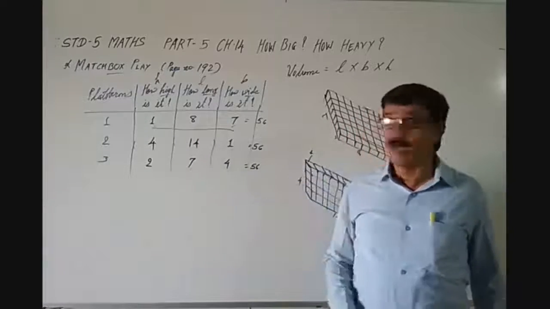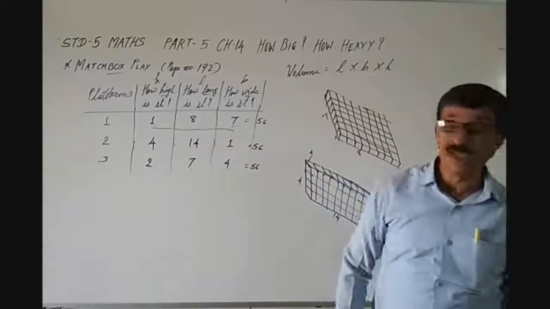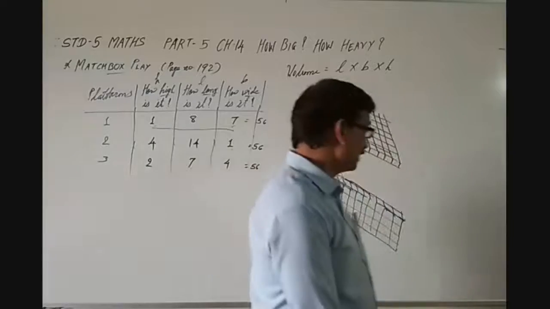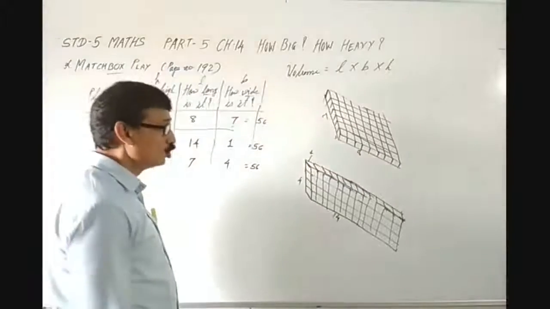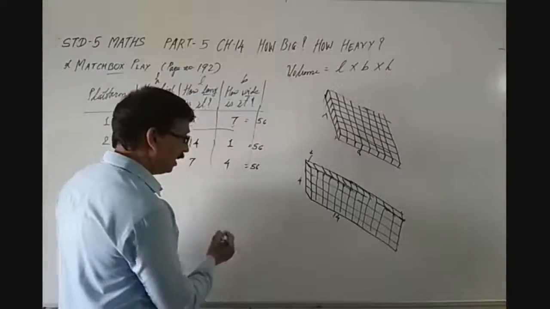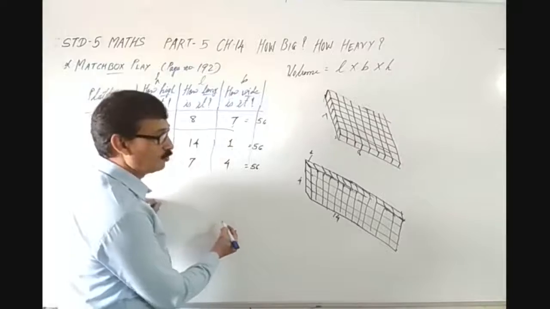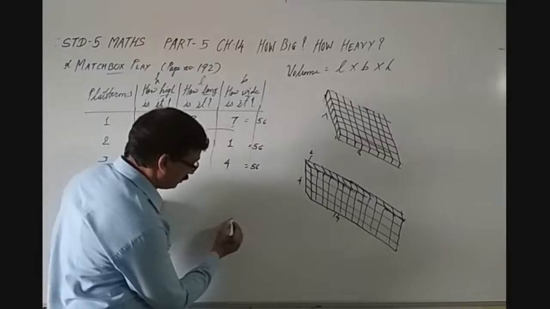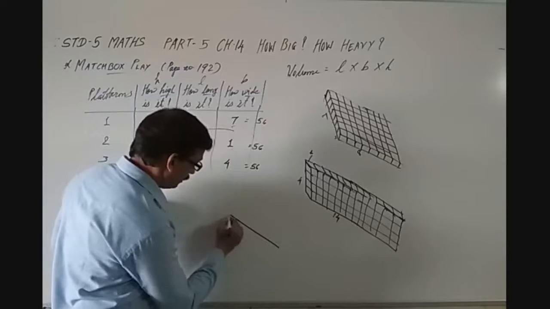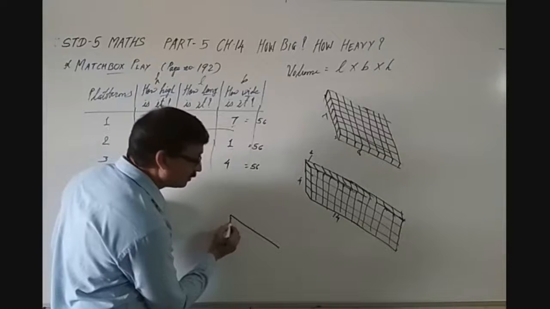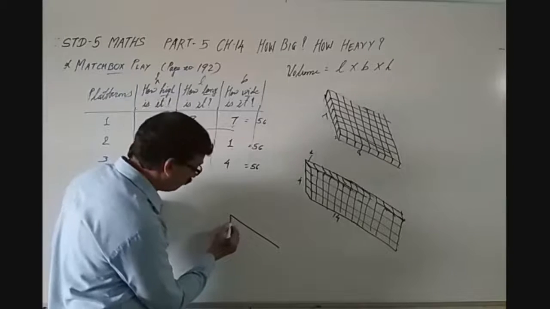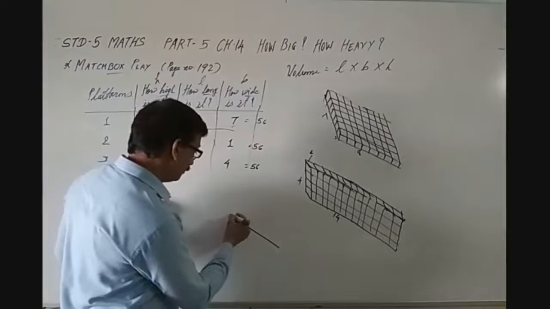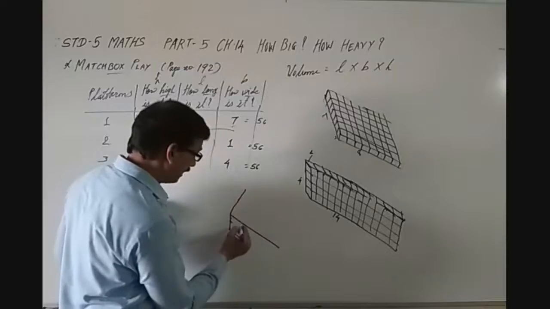Now the third one. In the third one, what we have to do? 2, 7, and 4. So let's see. First of all, we have to go for 2, isn't it? So let me draw somewhere over here. First of all, height wise only 2. So see, suppose this is the height, and the height is 2 and 1 and 2. So this is the height, and hence it will be something like this.